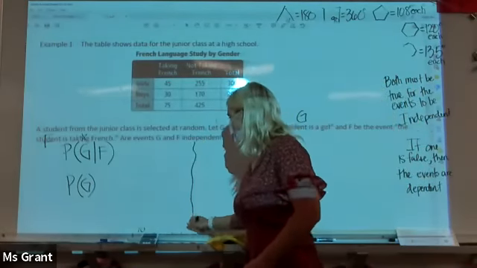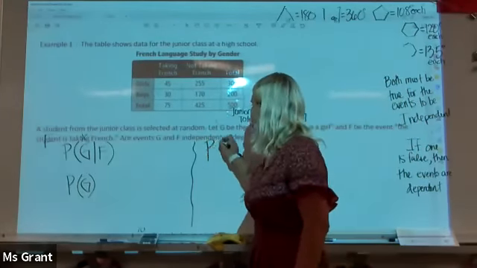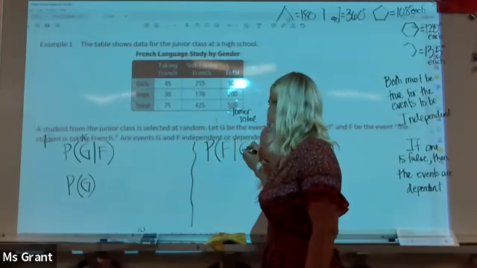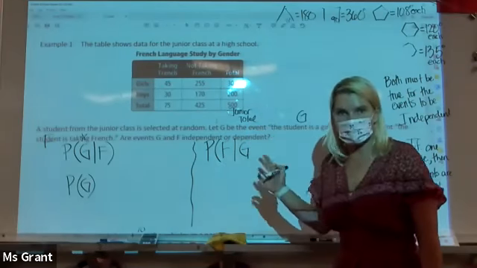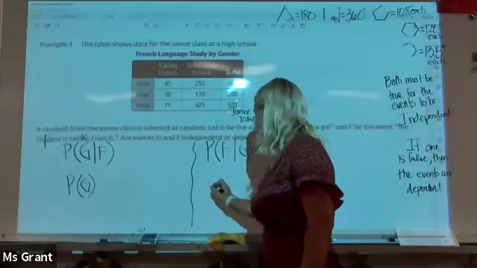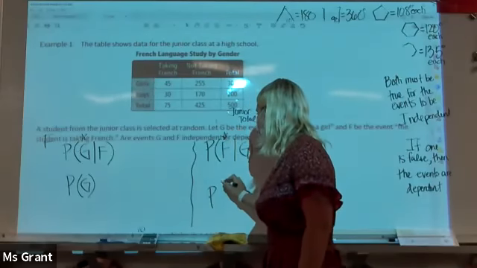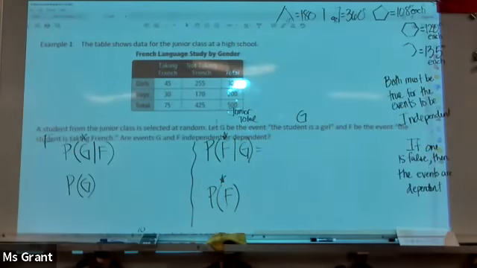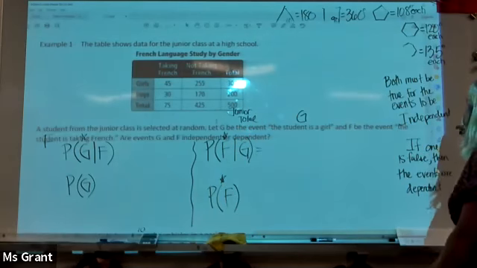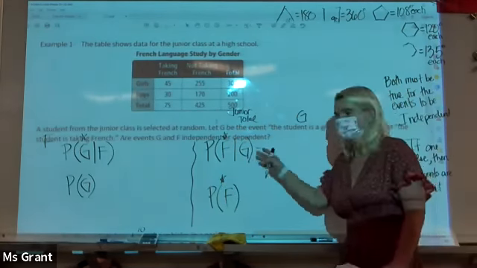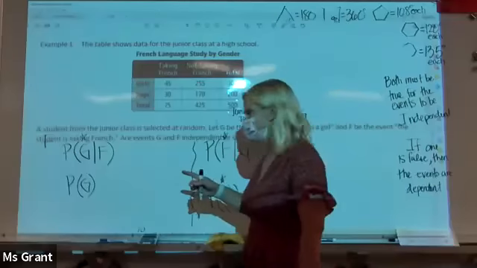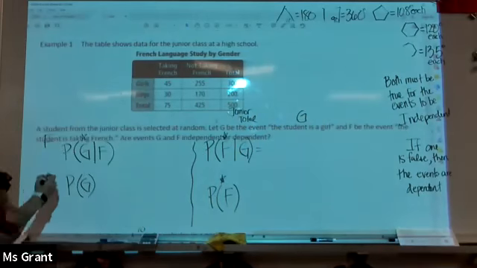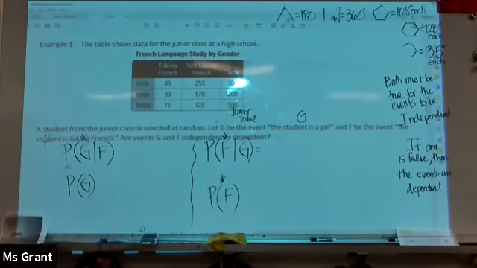I also need to do it flipped: the probability of a kid in French given that it's a girl. So these are opposites of each other. And then the first letter in the parentheses, the probability of just French in general. I want to know if these are equal to each other. If both are true, does this equal this? Because if you look up above, that's what it's asking. These need to be equal. So let's do it.